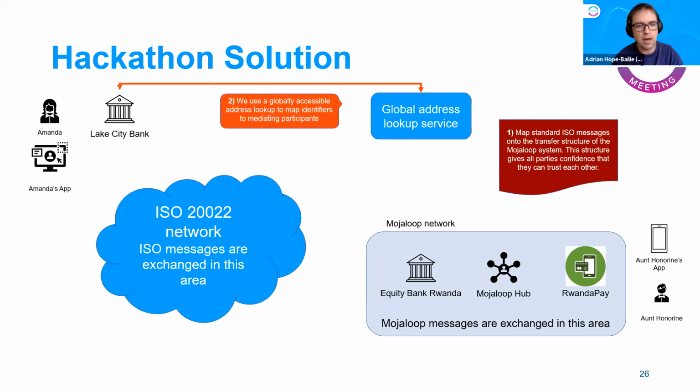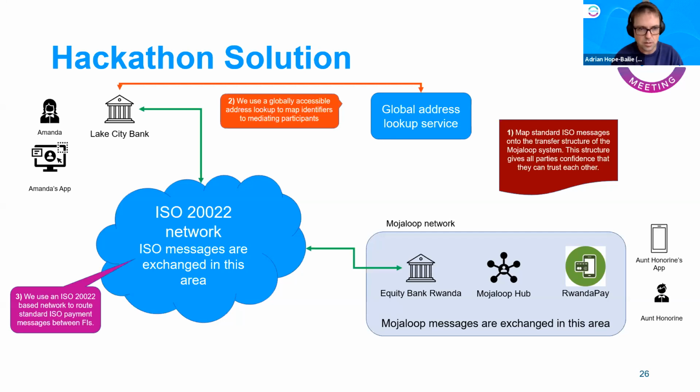And then some ISO 20022 based network would then be used for the next step. And we weren't specific that it was Swift. It could be a European network. Specifically, it could be anything.